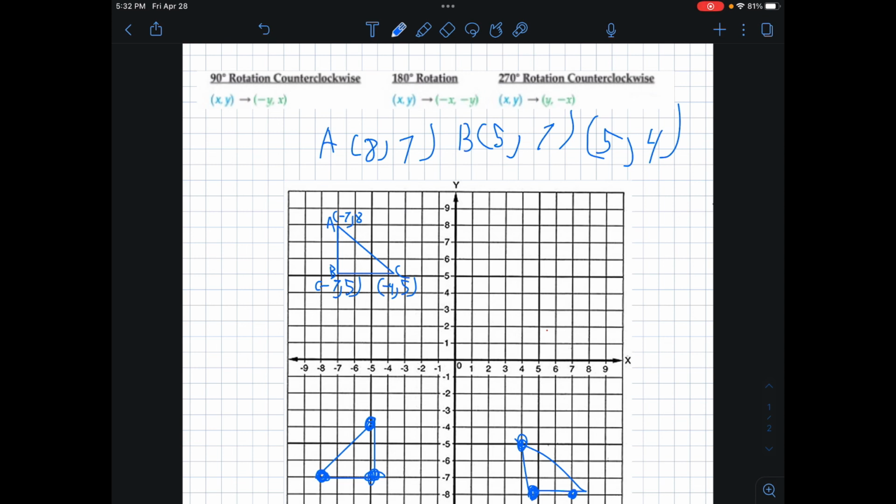so 8, 7 is going to be right here. There we go. And 5, 7 is going to be right here. And then 5, 4, it's going to be right over here. And that's how you do problems with rotation.